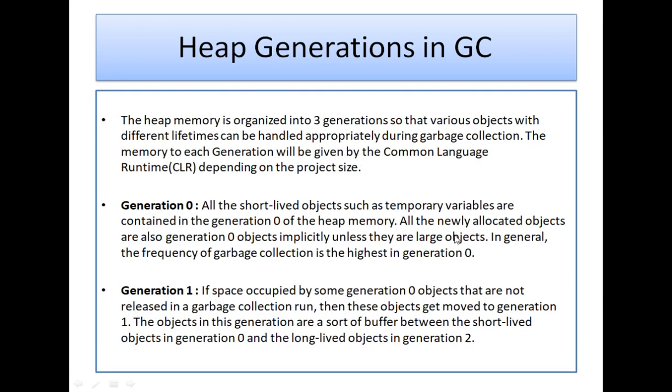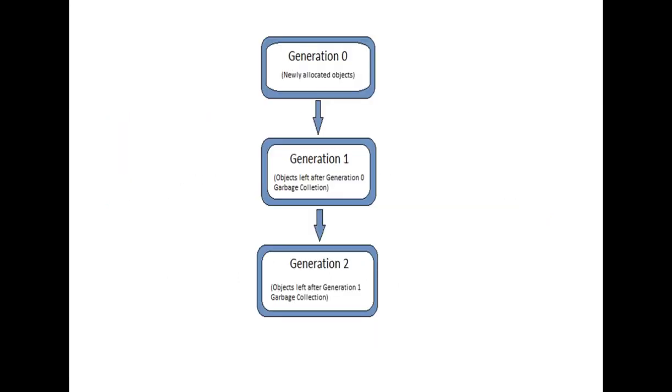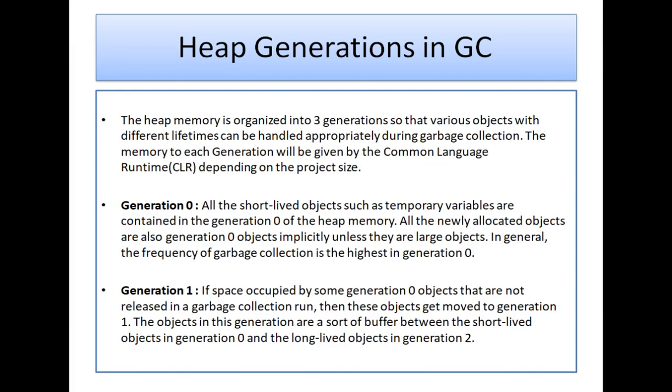So this is the heap generation. This is why we have created three different heap generations: generation 0, generation 1, and generation 2. Generation 0 is for newly allocated objects. Generation 1 is for objects left after generation 0 garbage collection, and generation 2 is for objects left after generation 1. So you got it now why I have written all those things, right? That is the main purpose of why I started with this slide.